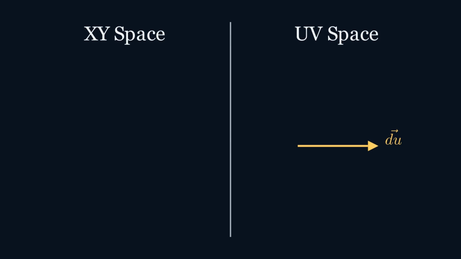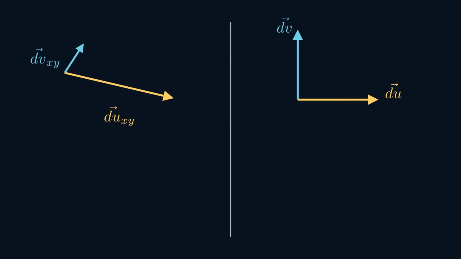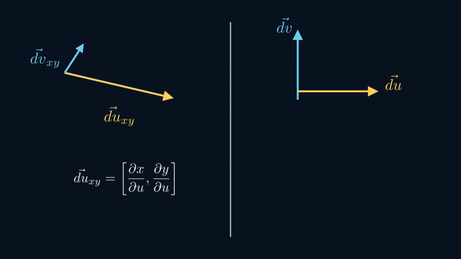In the UV space in which we are integrating, let du represent a little nudge in the pure u direction. To take this nudge back to the xy plane, we have to perform a transformation, which is approximately linear on the infinitesimal scale. And the same goes for a little nudge in the v direction. It turns out that the transformation of du has the components, the partial derivative of x with respect to u, and the partial derivative of y with respect to u.